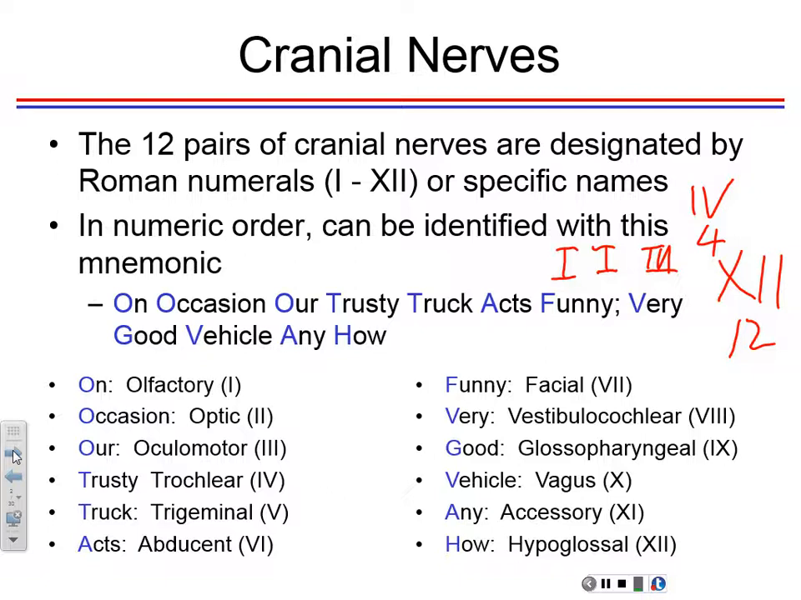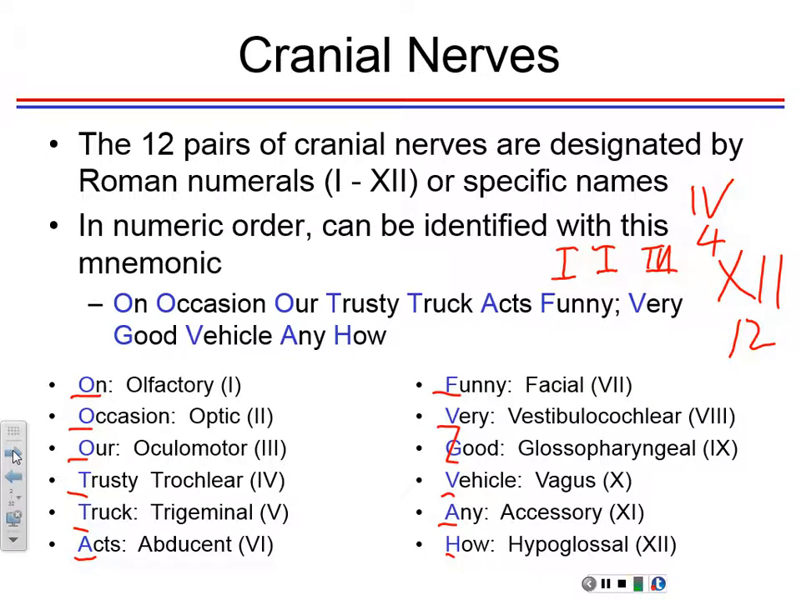Okay, most of these are controlling eye muscles or something to do with the eye. And then the facial, number 7. And the vestibulocochlear, number 8, and then the glossopharyngeal, number 9, right? And number 10 is vagus, like Las Vegas, right? So remember number 10. And then the accessory, number 11, and finally the hypoglossal, number 12. So on occasion, our trusty truck acts funny. Very good vehicle anyhow. So those are the 12.